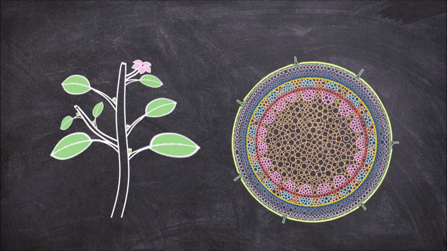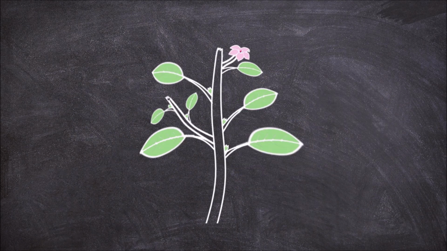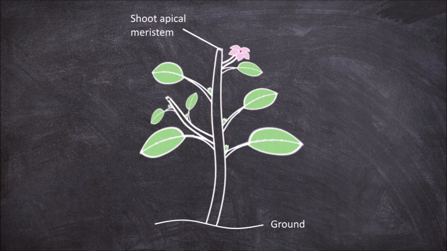In this video, we are going to go over the external and internal anatomy of a dicotyledon stem. The dicot stem is long and branched and often woody, but can also be herbaceous. The stem extends up from the ground in a series of nodes and internodes, culminating in the terminal bud at the shoot apex where the shoot meristem is found.